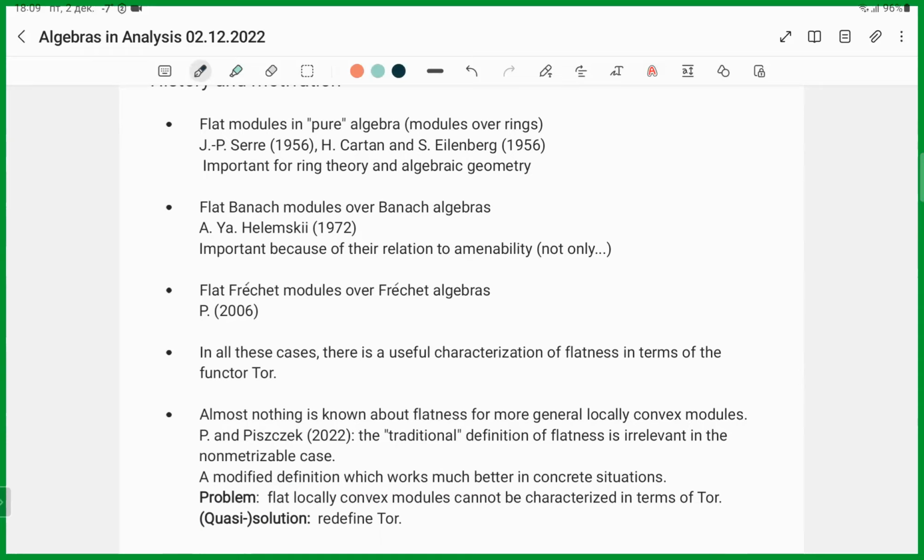So a solution, or maybe a quasi-solution of this problem, which I'm going to tell you about today, is to redefine the Tor functor, that is, to consider another version of the Tor functor, which will enable us in particular to characterize flat modules. And I hope that this new version of the Tor functor can be helpful in some other situations. Okay.